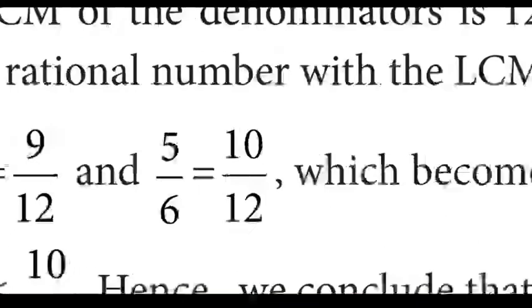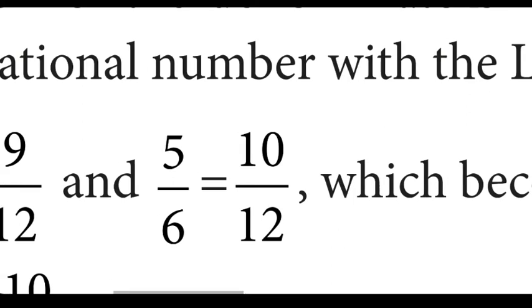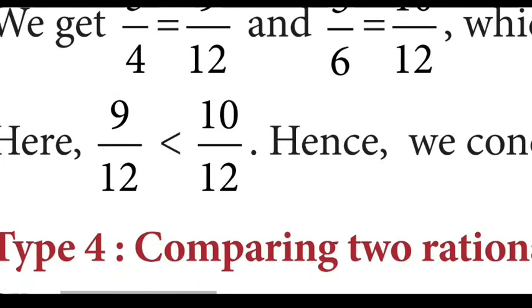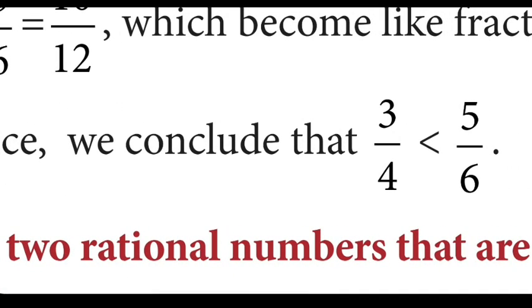And next here we multiply by 2, then 5 2s are 10, 6 2s are 12. Then we compare these two numbers, 9 by 12 and 10 by 12. Denominators are the same, so next we compare the numerators, 9 and 10. 10 is the greater number, so 9 is less than 10. So 9 by 12 is less than 10 by 12. Then the original numbers: 3 by 4 is less than 5 by 6.